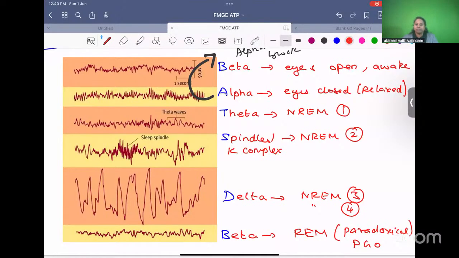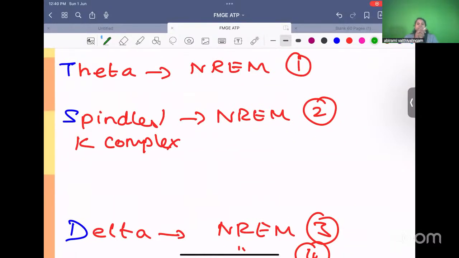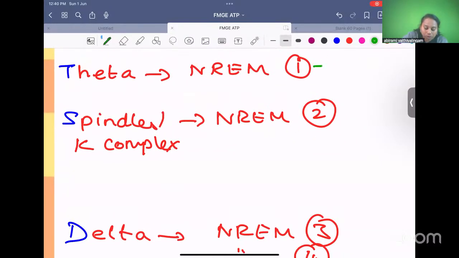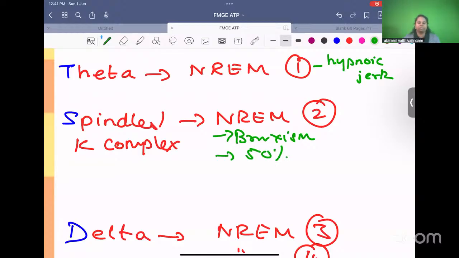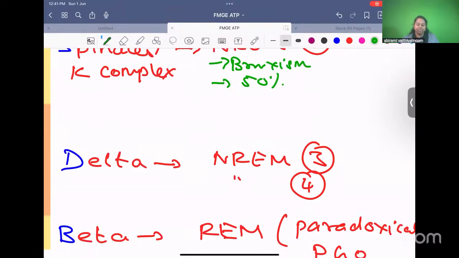So these are the different waves that you see. And what are the features for each? Sleep stage 1 is more prone to hypnic jerk. You will be sleeping, you have a feeling that you climb a mountain or a staircase, you just lift your legs, and you wake up and see nothing has happened. That is hypnic jerk. NREM 2 is prone to bruxism, teeth grinding, and NREM 2 contributes to 50% of the sleep. Overall, NREM is 75%. In that, NREM 2 alone is 50%.